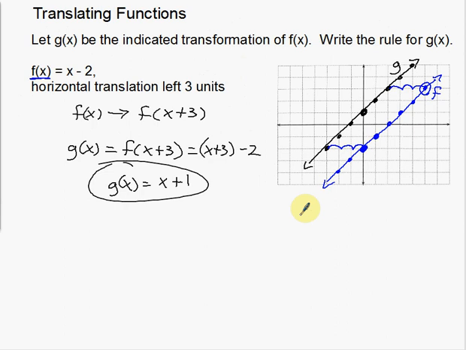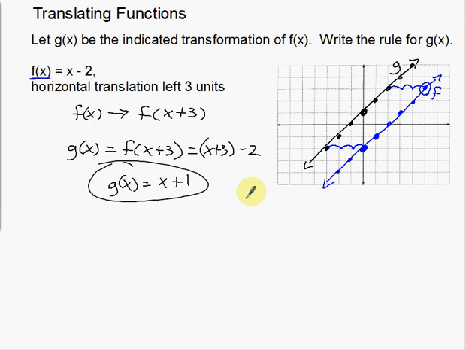Now, the only thing that we had to do here was write the rule for g of x, so I could have stopped right here with just this new equation. I didn't have to graph it, but I wanted to graph it to show you exactly what we're doing here and give a little bit better understanding.